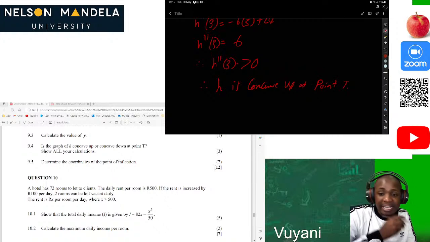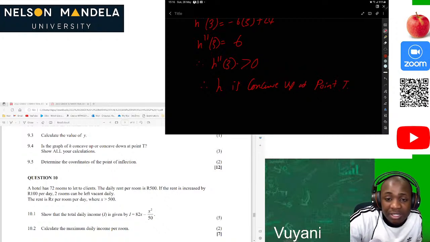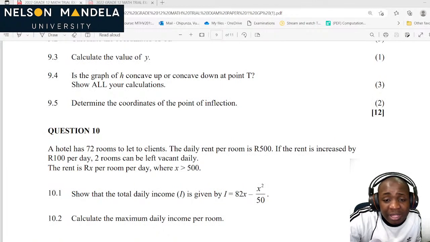Wow, do you see the excitement I have when I look at these sections? I feel so amazing, and this is so nice. I hope you can also see that, guys. Determine the coordinates of the point of inflection. Oh, this is easy, so easy.